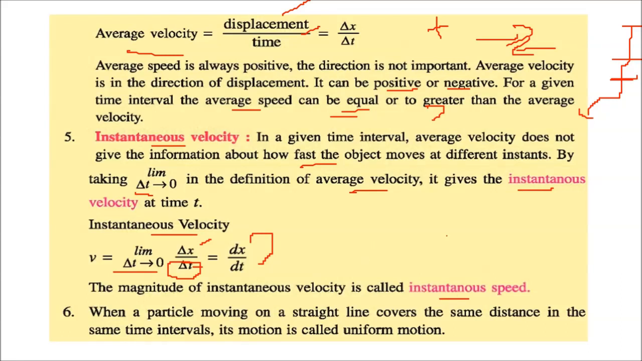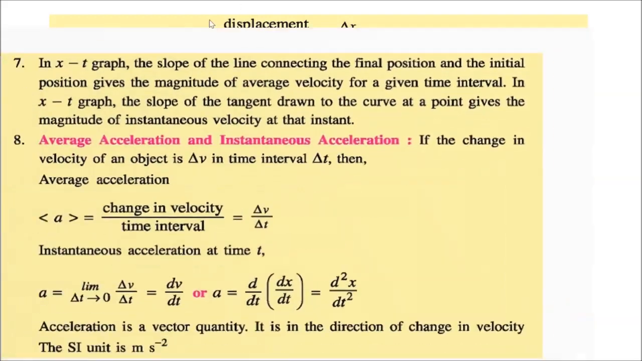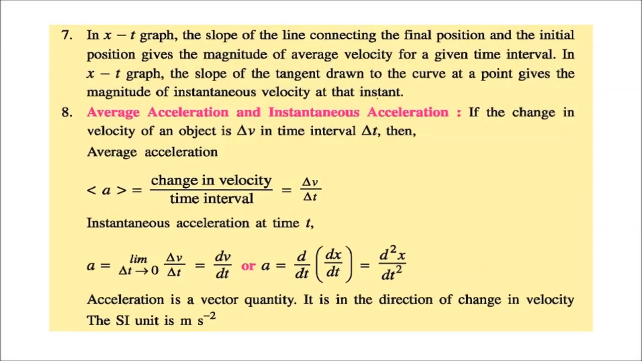When a particle is moving in a straight line, it covers the same distance in the same time intervals, and its motion is called uniform motion. We have various graphs: xt graph, vt graph, at graph. In the xt graph, the slope of a line connecting the initial position and final position is x2 minus x1 divided by the time interval, t2 minus t1. This is the slope, and this gives you the velocity at that instant.